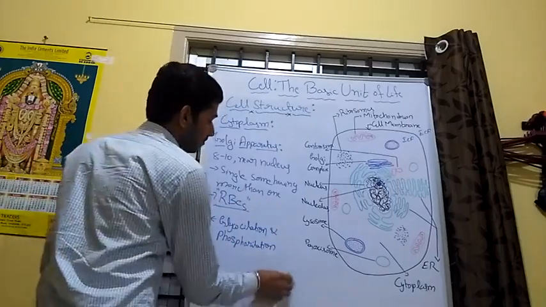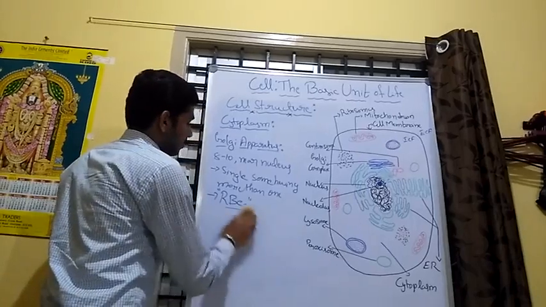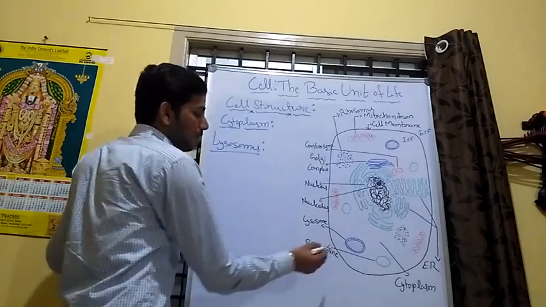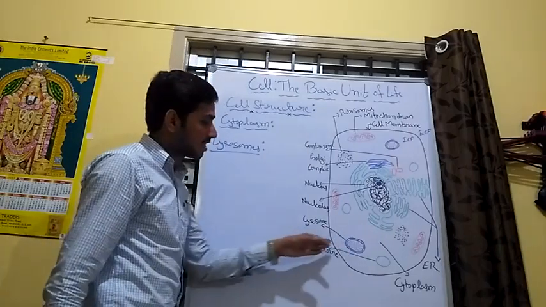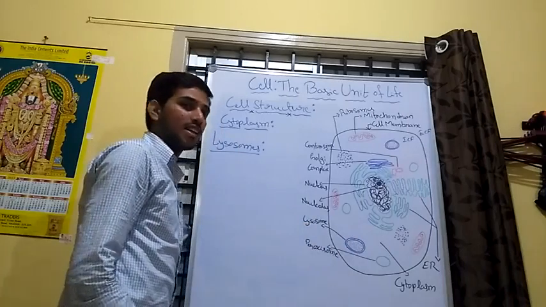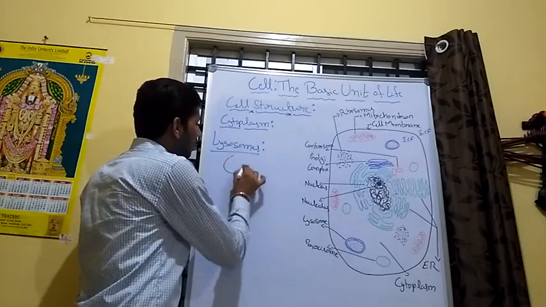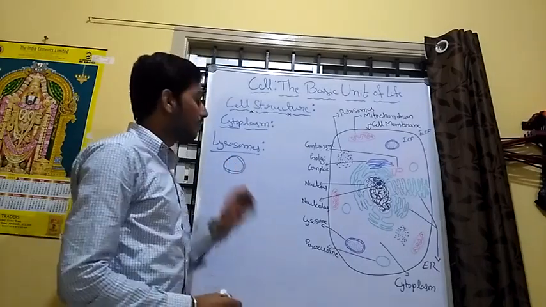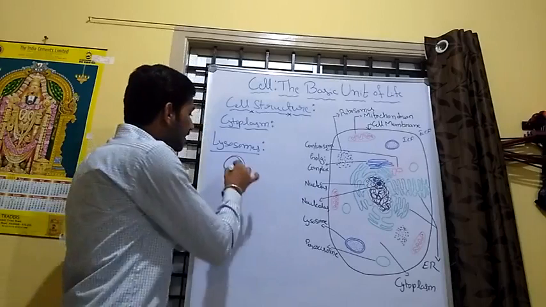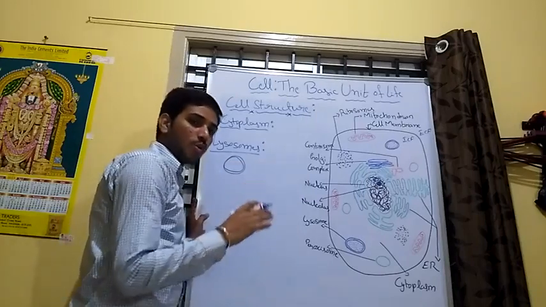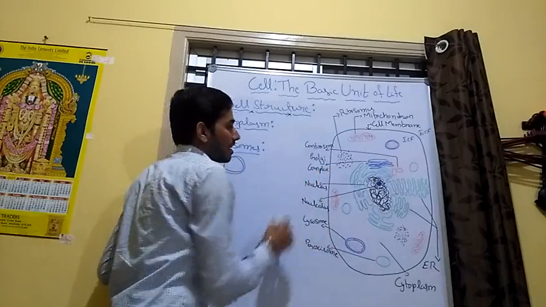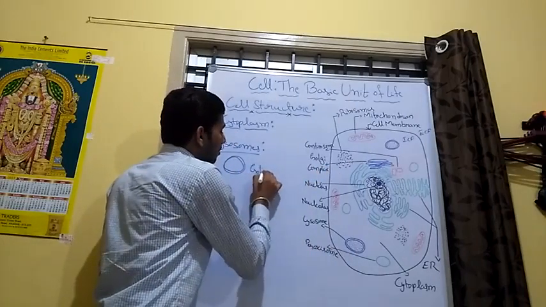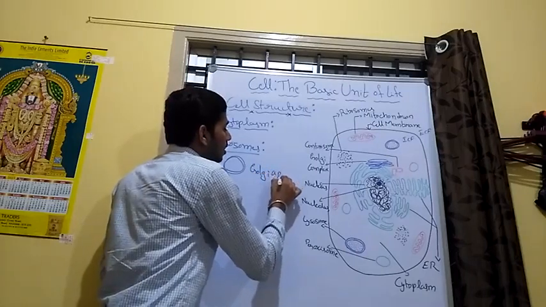Next, we move to the lysosomes. It is also a membrane-bounded cellular organelle. You see in the structure, it is a membrane-bounded cellular organelle. The lysosomes have a double-layered membrane, and the lysosomes originate from the Golgi apparatus. The Golgi apparatus produces the lysosomes.